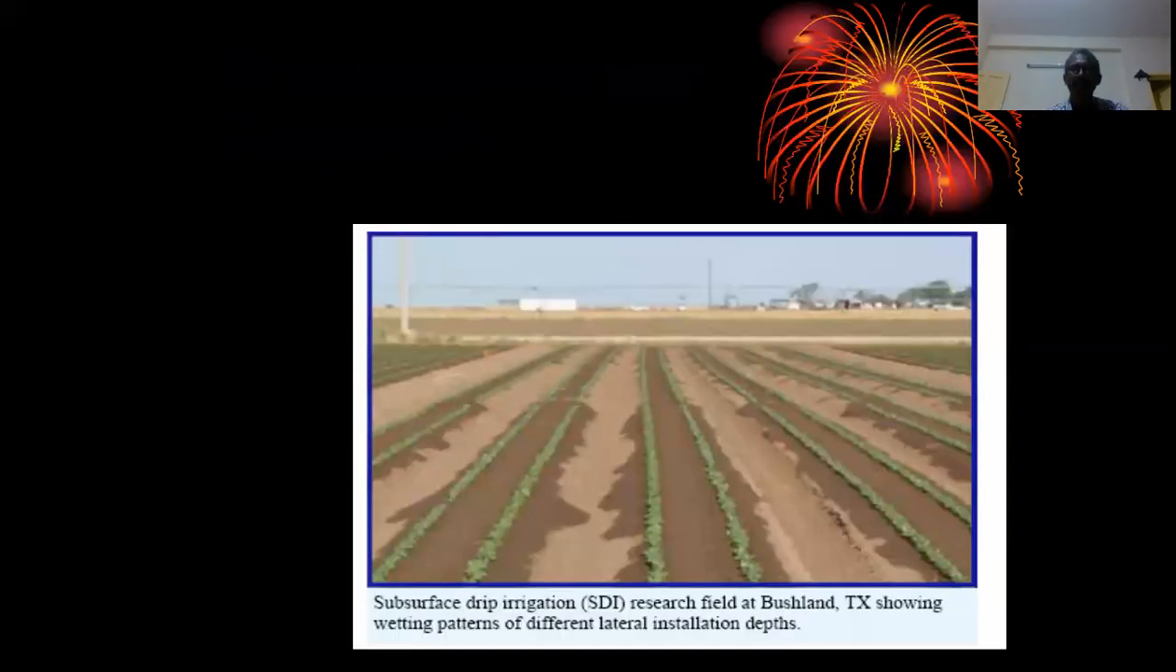So this is a diagram in which a subsurface lateral is laid. You are not able to see any lateral above ground, but you can see how the field gets wetted.